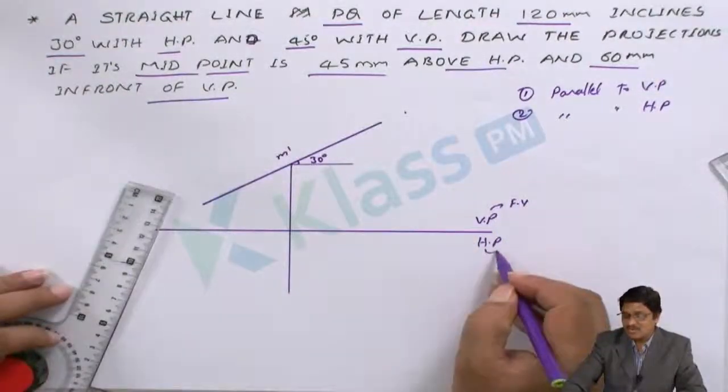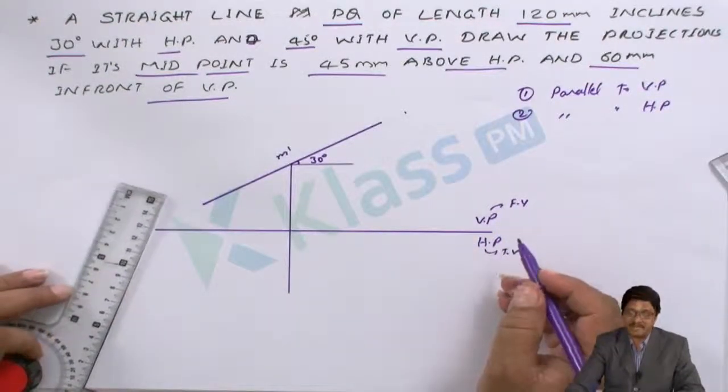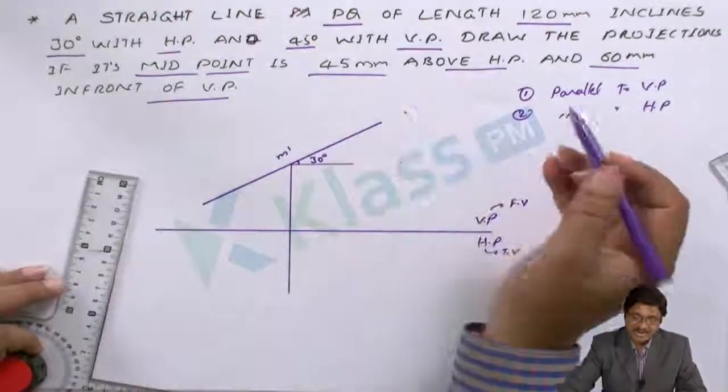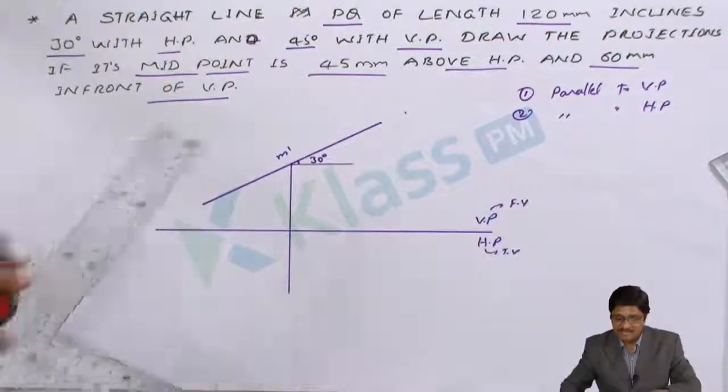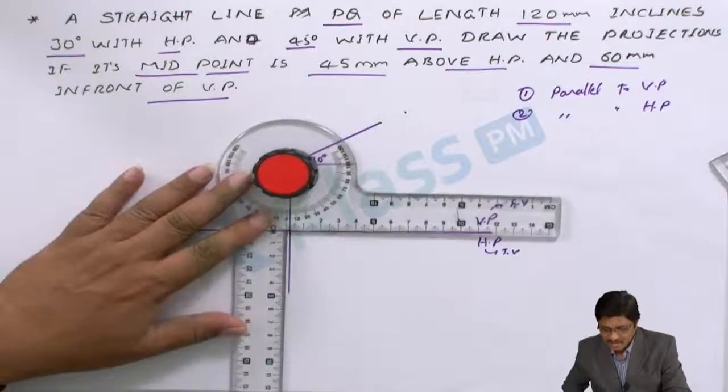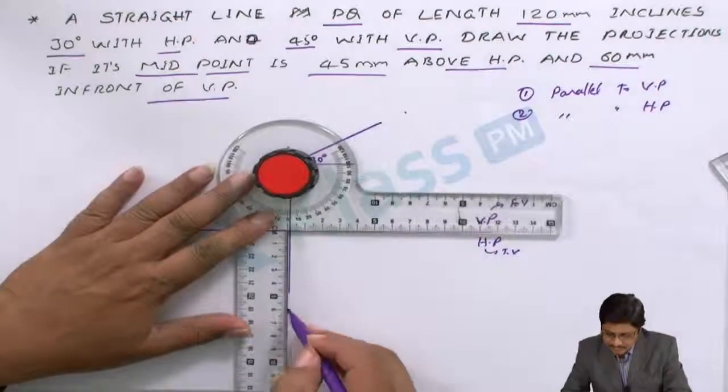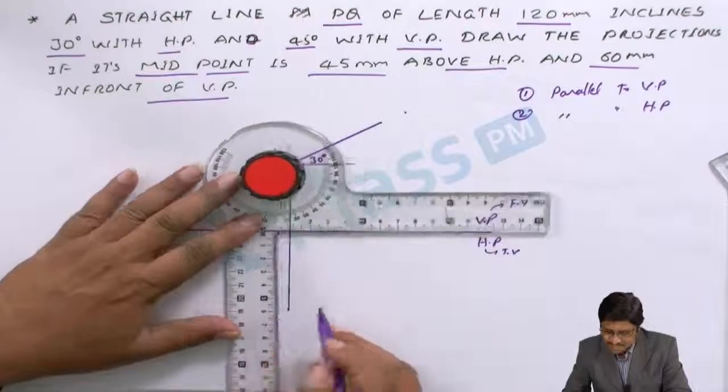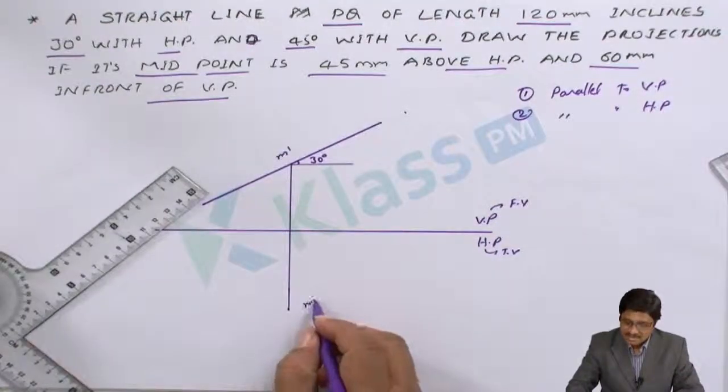Why? Because once we move to the top view, we use the details of VP. What VP details do we have? It is 60 mm in front of VP. So measure 60 mm here and locate the point. This is the 60 mm point. Since it is M dash, this will be point M.